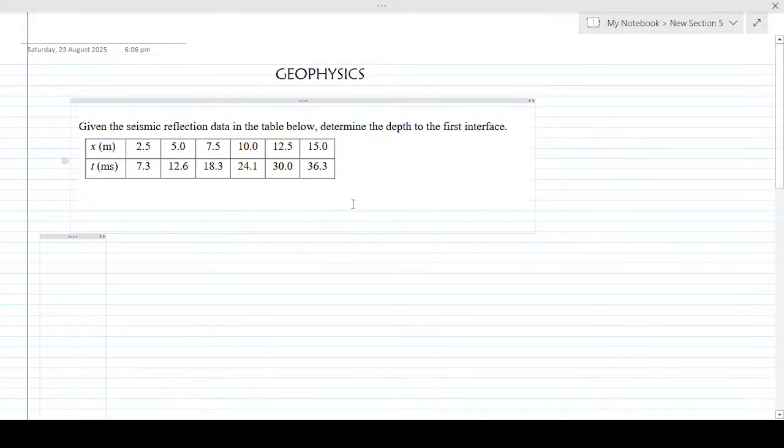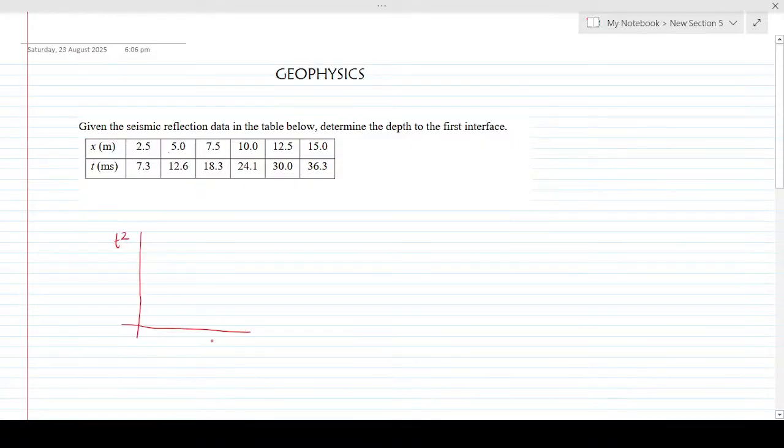So this is a question on reflection seismology. Given the seismic reflection data in the table below, determine the depth of the first intercept. Now remember that for reflection seismology, we have a graph where we plot t squared against x squared.